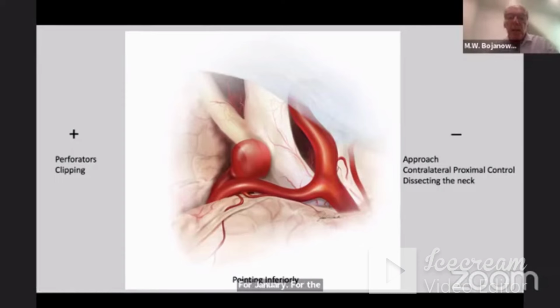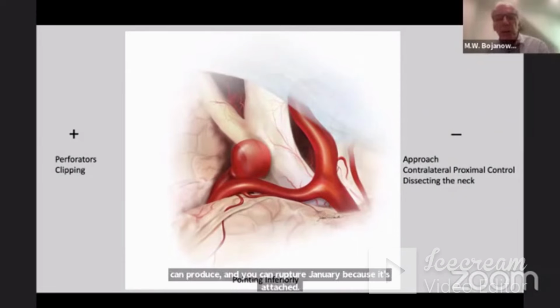In this case, if you lift the frontal lobe to have access to the proximal control, you can rupture the aneurysm, because it's attached at the base of the skull or on the optic pathways.